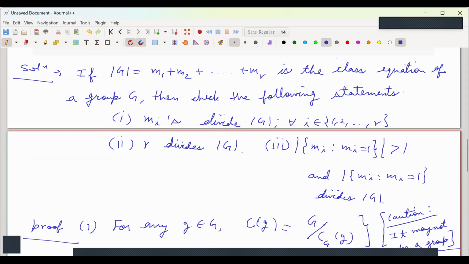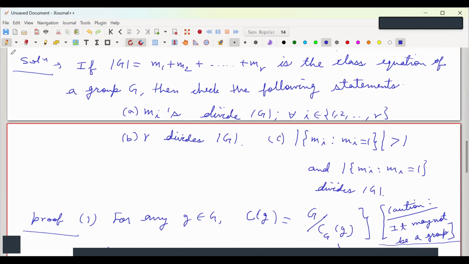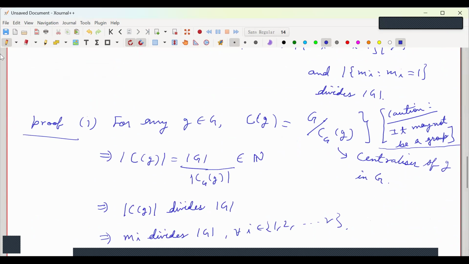Thanks. I have made one more mistake. I should not write 1, 2, and 3, as they have already been used. So I will write A, B, and C. You guys till then think of the counter example. I have already told you, try to look at the quaternion group. What is the class equation of the quaternion group?